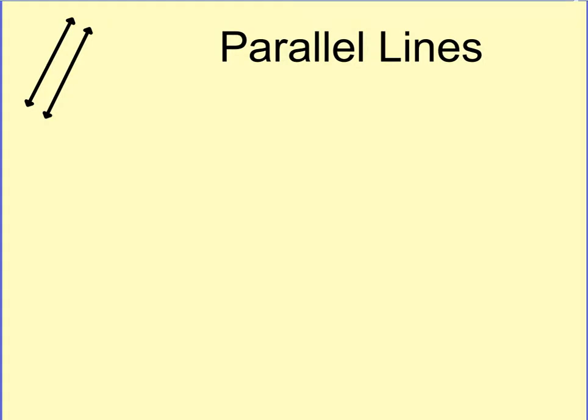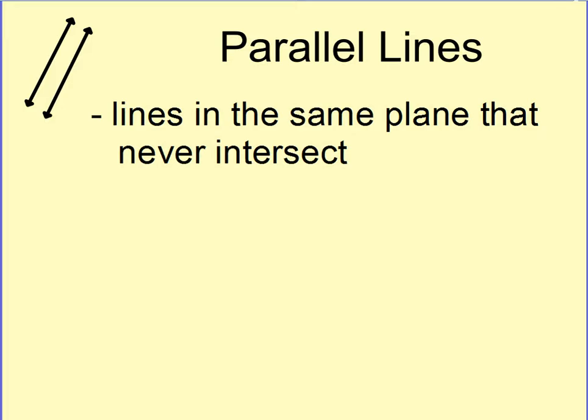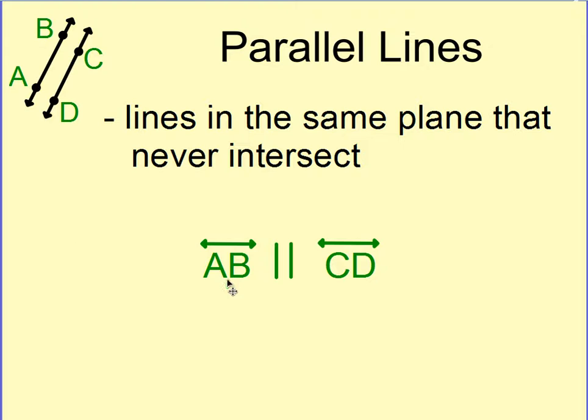Parallel lines, I know that you already know what parallel lines are. Lines in the same plane that never intersect, and we've talked before about how they have the same slope. But let's take a look at notation. Two absolutely vertical little line segments together represent parallel. So this notation tells me that line AB is parallel to line CD. Watch out for the two parallel line segments.